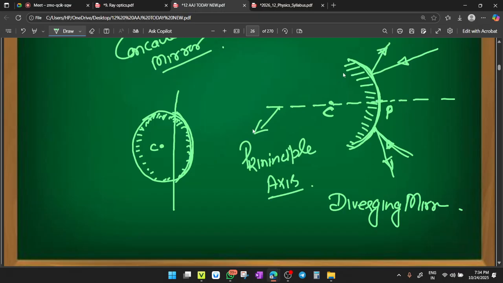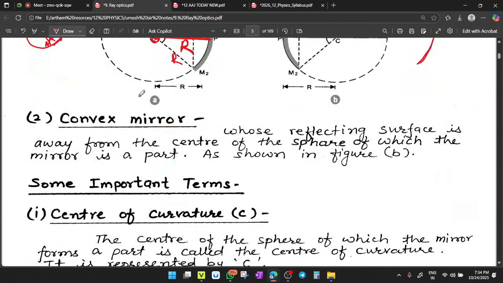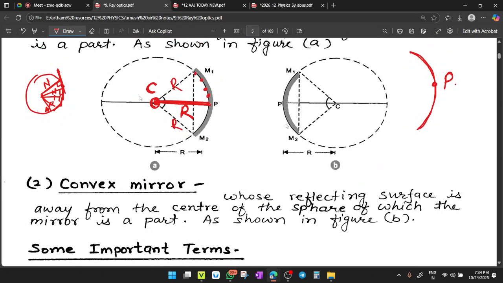So this is called a convex mirror. Convex mirror, whose reflecting surface is away from the center of the sphere. Here, this is the center of a sphere, but the reflecting surface is away from the center of a sphere. This is the polished surface. The polished surface is towards the center of a sphere, but the reflecting surface is away from the center of a sphere, or you can say it bulges outward. Bulge outward.